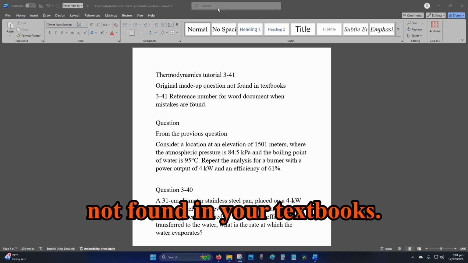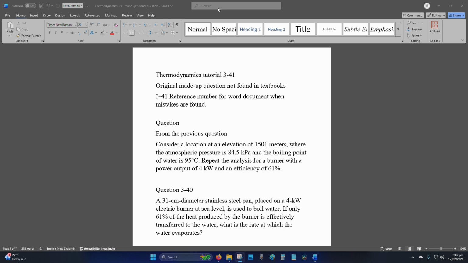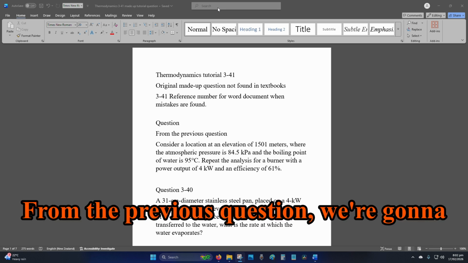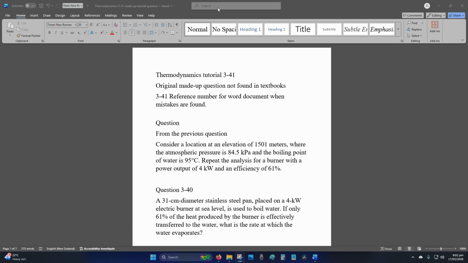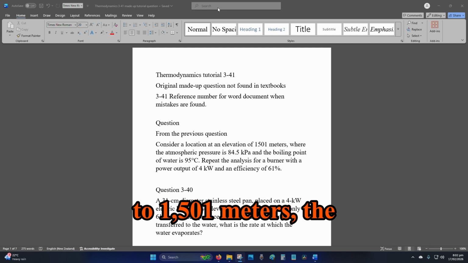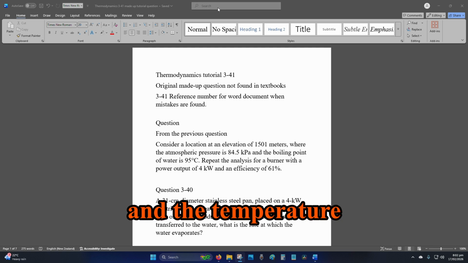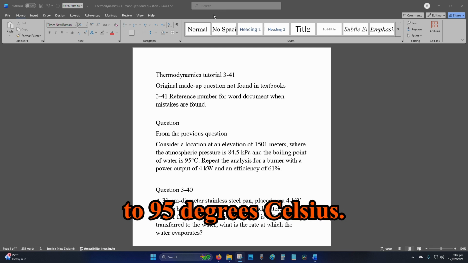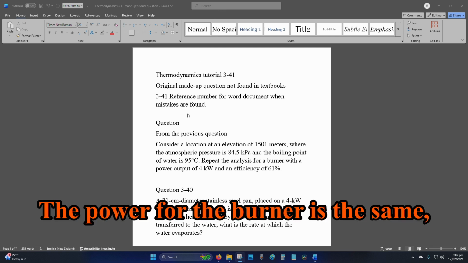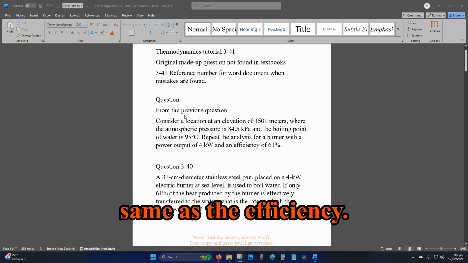This is a made-up question not found in your textbooks. From the previous question, we're going to change the elevation to 1,501 meters, the pressure to 84.5 kPa, and the temperature to 95 degrees Celsius. The power for the burner is the same as the efficiency.